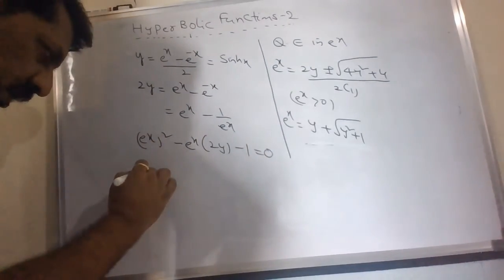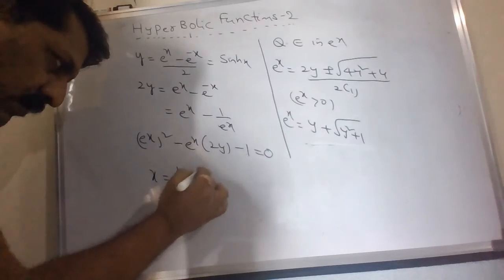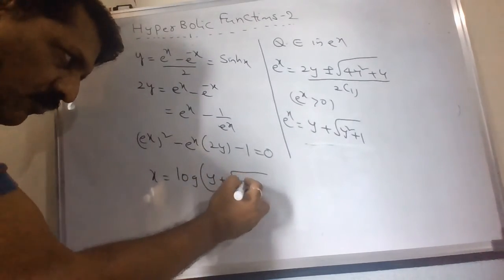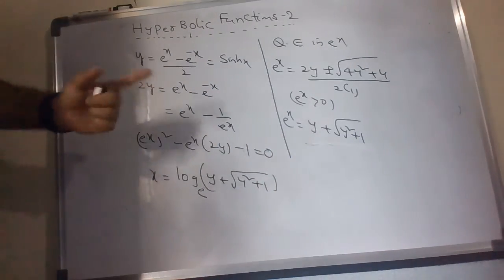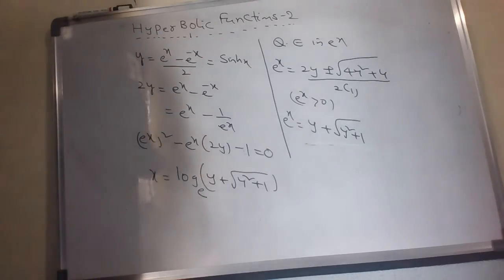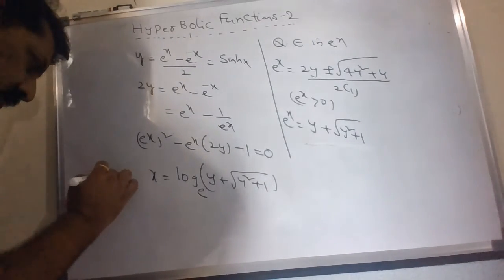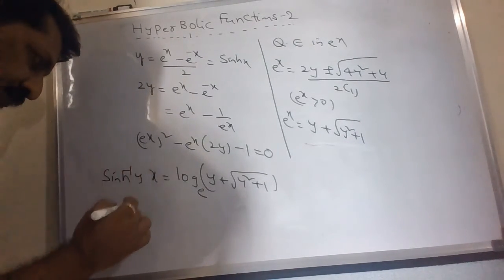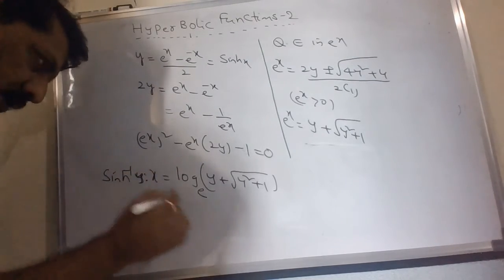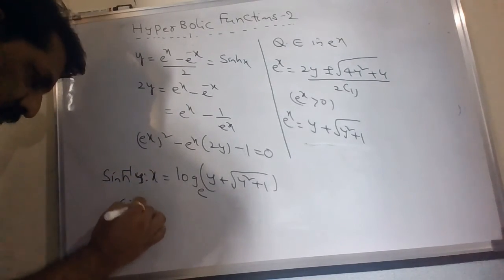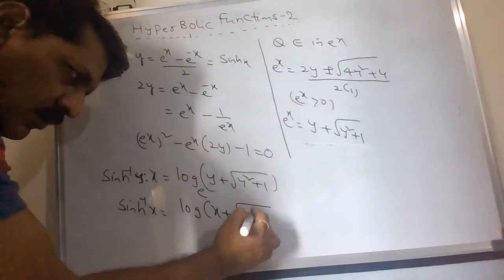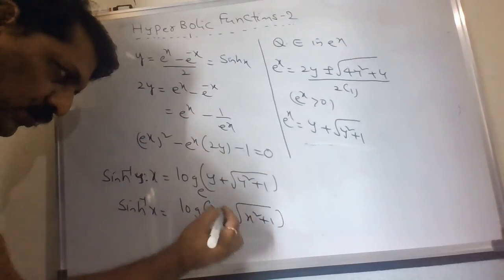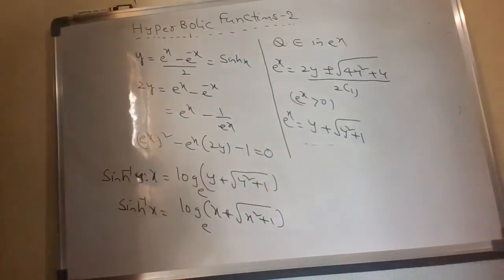Therefore I need to find x here. So what is x? x is the logarithm of y plus root over y squared plus 1 to the base e. If I remove e, it converts logarithmic to exponential and exponential to logarithmic. So x is sinh inverse y. Here the variable does not matter, you can take any variable. Therefore sinh inverse x is equal to the logarithm of x plus under root x squared plus 1 to the base e. So this is sinh inverse x.